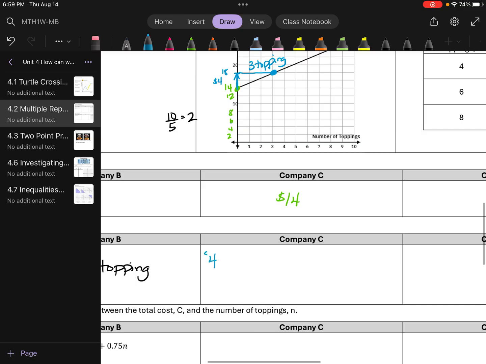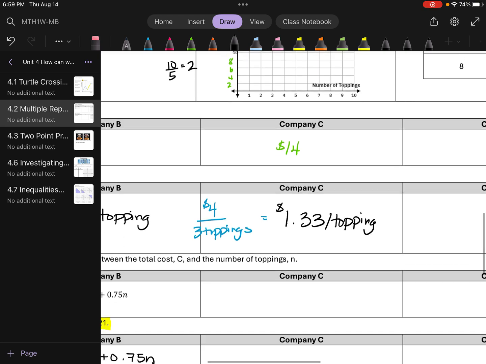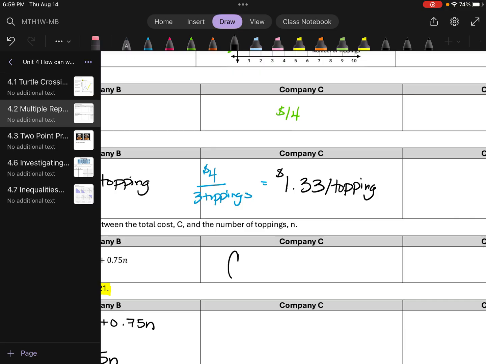So $4 for 3 toppings, but I want to turn that into a unit rate. So 4 divided by 3 tells me that 1 topping is $1.33 per topping. So using this information, you can come up with your equation. So C is equal to 14 plus 1.33n.